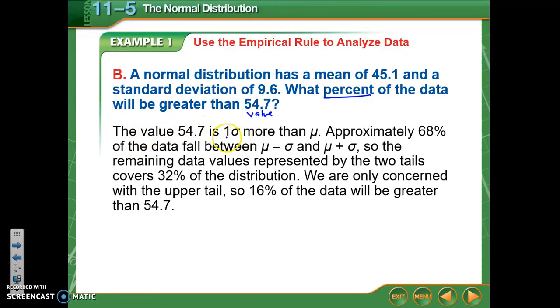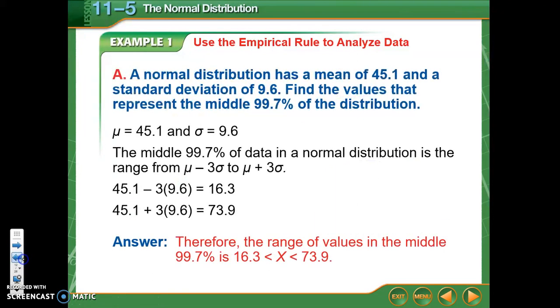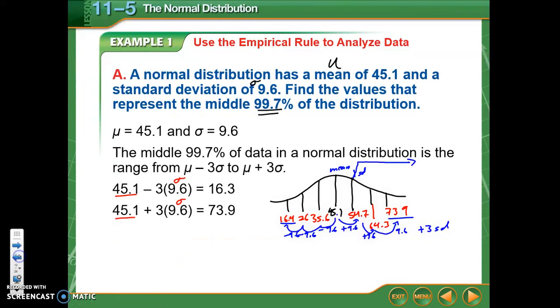So since that's 1 sigma, or 1 standard deviation more than the mean, I know that 68% fall between 1 standard deviation below and above. So everything else covers 32% of the distribution. I only want the upper tail. So 16% of the data will be greater. I'm going to go back and show you this on the picture because I think it will be easier. I'm going to go back to the empirical rule.